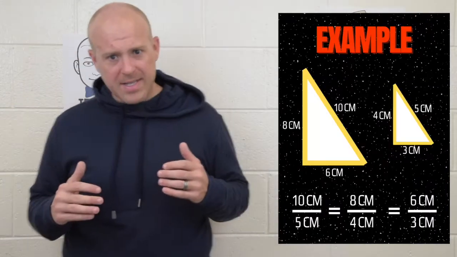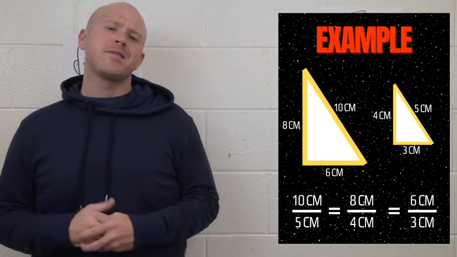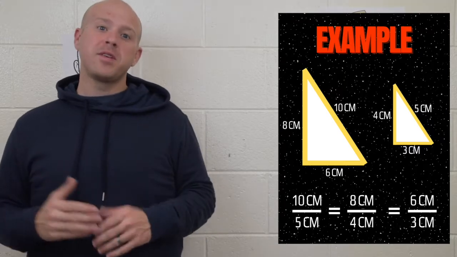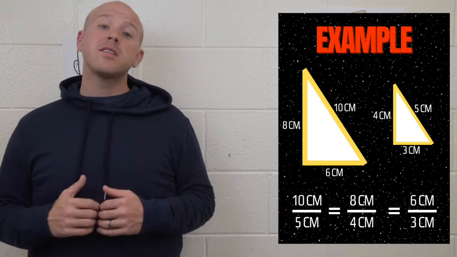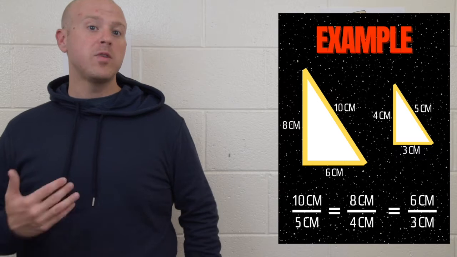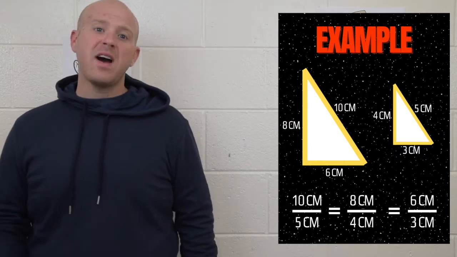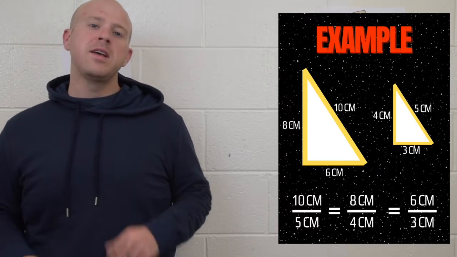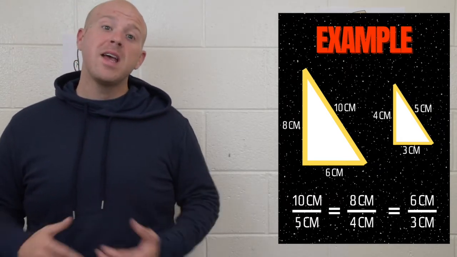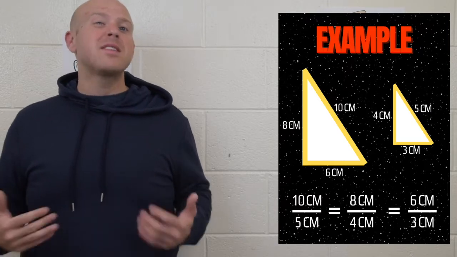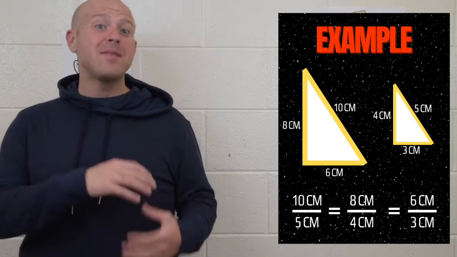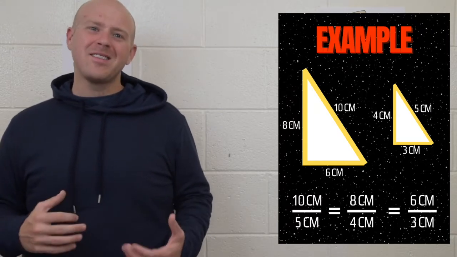Let's look at this example right here. I have two triangles. I can tell if they're similar or not by setting up ratios. The first thing we want to do is pick the biggest length. In one triangle it's 10, and in the other triangle it's 5. So I'll put 10 over 5. Then let's go to the next biggest, 8 over 4, and then 6 over 3. And if I divide each one of those, I get the same answer. That's how I know these two triangles are similar. They're the same shape, just a different size.